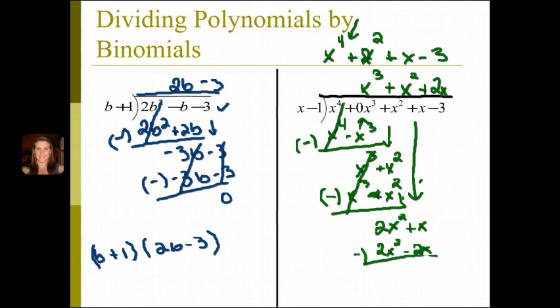Minus negative 2 gives us 3x. We bring down our negative 3. I apologize for the announcement in the middle of our explanation. And we are going to multiply 3 times x, which gives us 3x. 3 times negative 1 is negative 3. When we subtract these, everything cancels. And so this is your final answer.